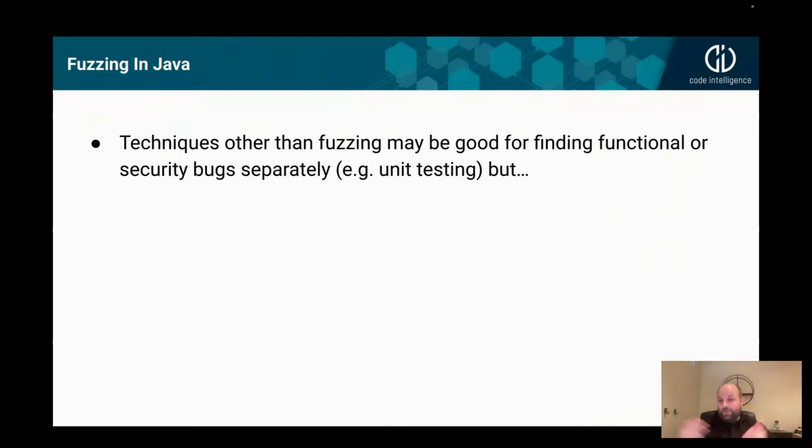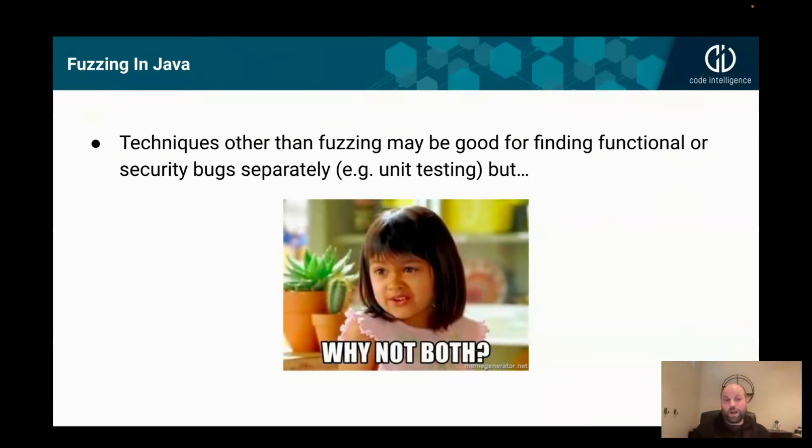So why else would you consider fuzzing in Java? Well, there are other techniques for finding functional or security bugs. Functional testing in Java could be a good thing. You could use unit testing to determine whether the functionality of your code is good. There are a whole plethora of security tools like scanners and proxies to reveal security issues. But the good thing about fuzzing is, why not look for both? Why not try to find functional and security bugs at the same time? In this world of shifting left and focusing on development, why not look for both?